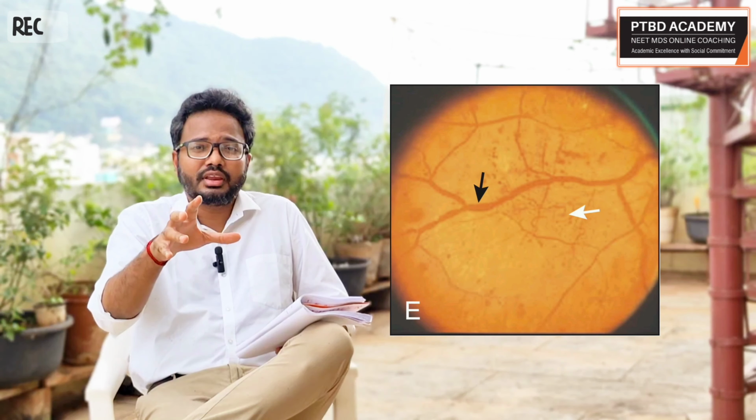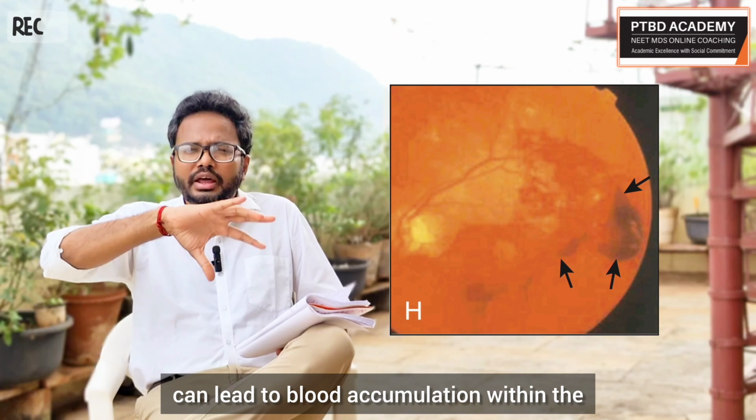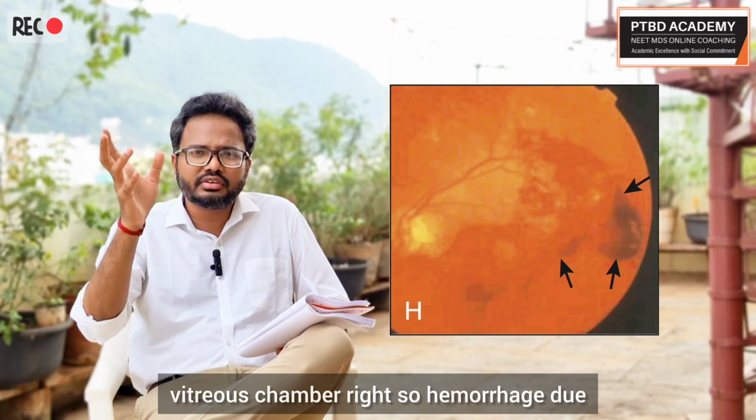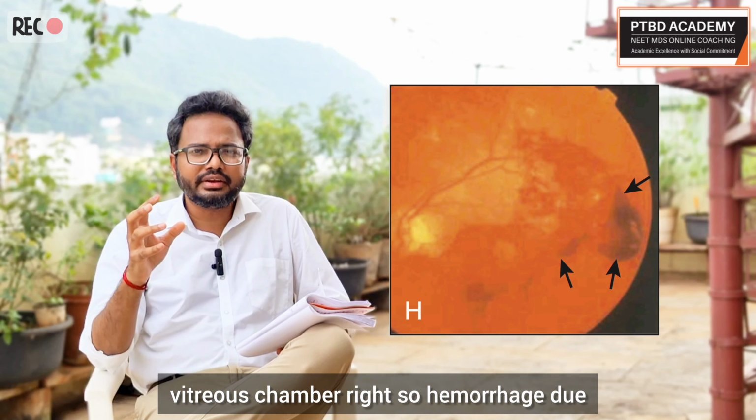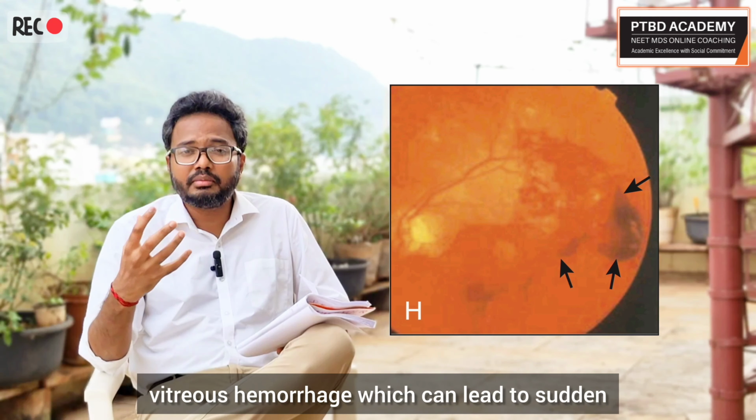And in this particular illustration, you can see what my mom had experienced, vitreous hemorrhage, which leads to sudden loss of vision, a panicky kind of situation. This is because of the new blood vessels that are formed, they are leaky in nature, can lead to blood accumulation within the vitreous chamber, right? So hemorrhage due to rupture of new blood vessels, vitreous hemorrhage, which can lead to sudden loss of vision, right?